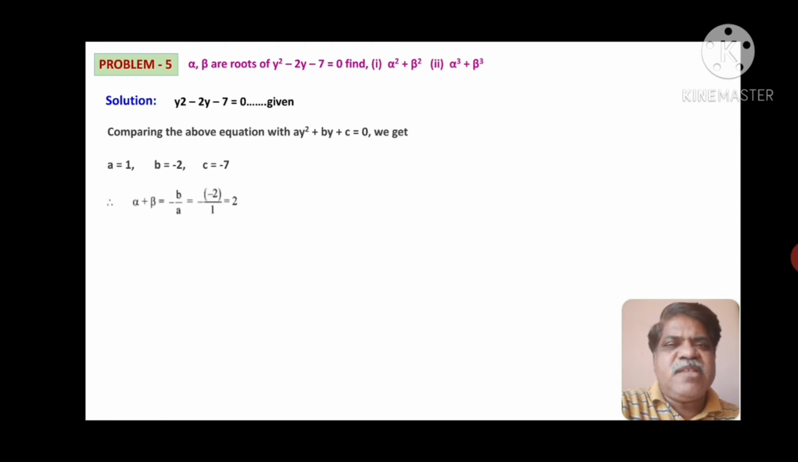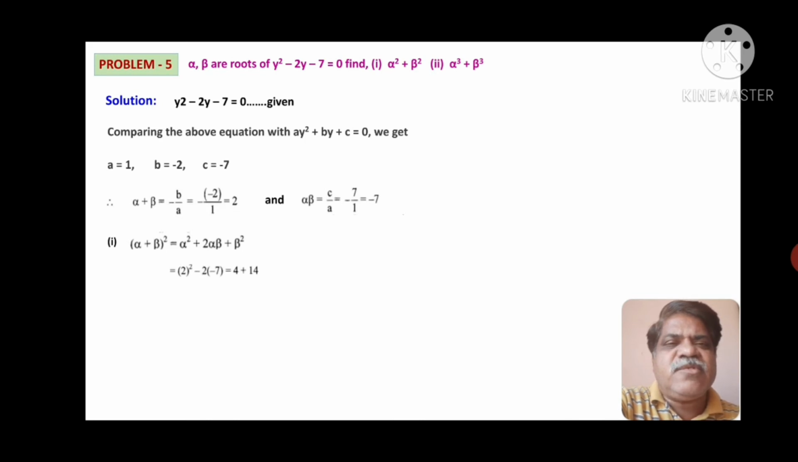Therefore, alpha plus beta is minus b upon a. We substitute the values. Minus of minus 2 upon 1, which is equal to 2. And alpha into beta is equal to c upon a. c is minus 7 upon 1, which is minus 7. First thing, (alpha plus beta) bracket square, this is the expansion, is equal to alpha square plus 2 alpha beta plus beta square. The alpha beta term could be taken to the left hand side, and then we will get the simplified solution.